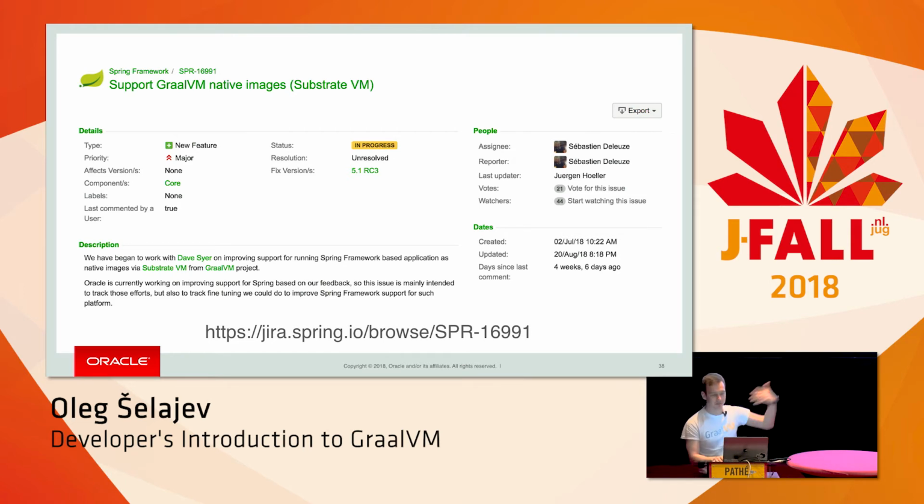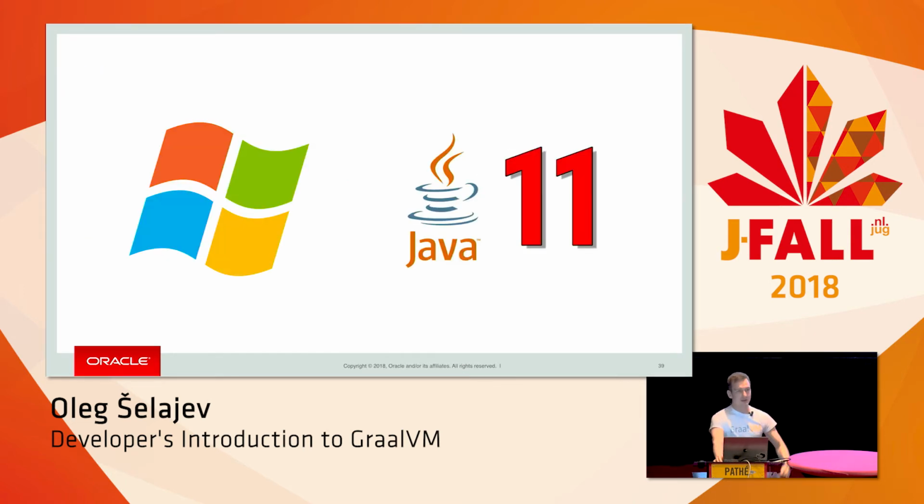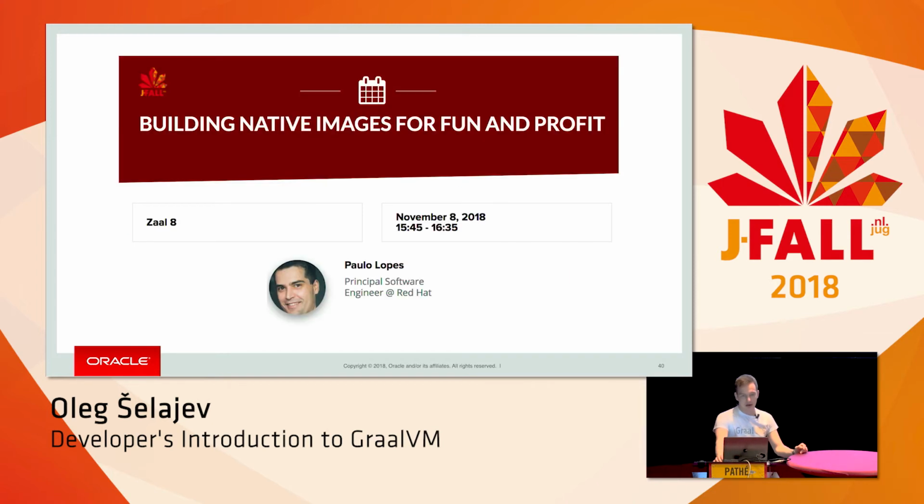By we, I mean the Spring team and the GraalVM team. And we are making sure that in the future it will work on JDK 11 and on Windows as well. So currently Linux, Mac OS. And the next slot in the same room, if you're interested in that, Paulo Lopez will talk about building native images. And he will talk in more details about that. But since we're out of time, I will not give more information about that.